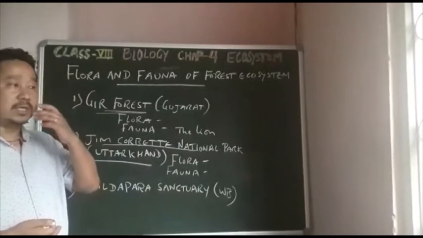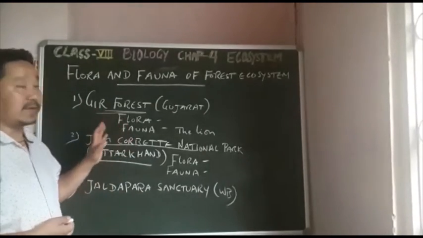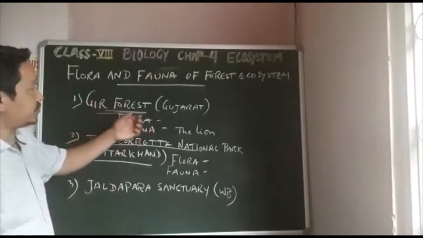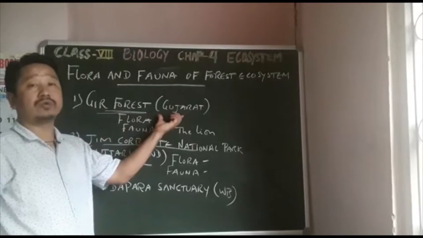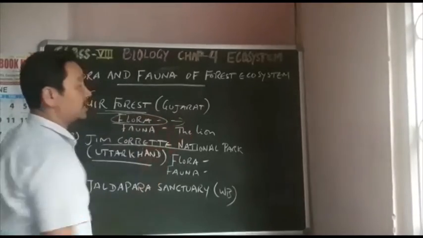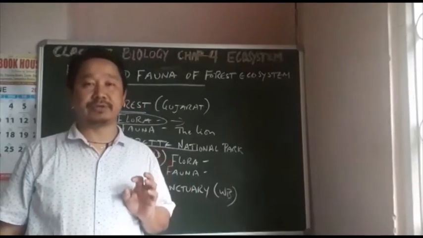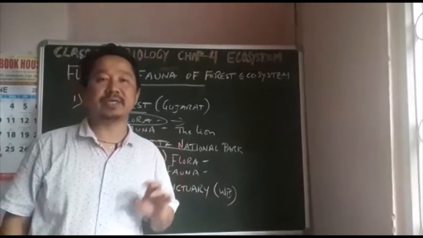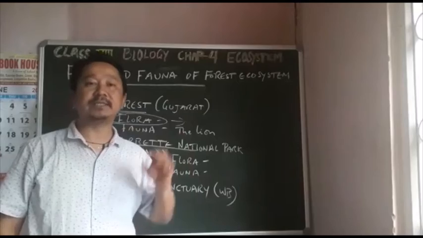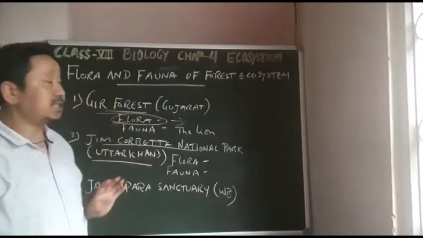Considering this, here we have taken three different kinds of forest, given in the book also. First we have Gir forest, which is very famous and located in Gujarat. In Gir forest, the flora, that means the plants, include various types of large shady trees such as peepal, acacia, neem, etc. Besides this, some wild bushes and grasses are also found in this forest.